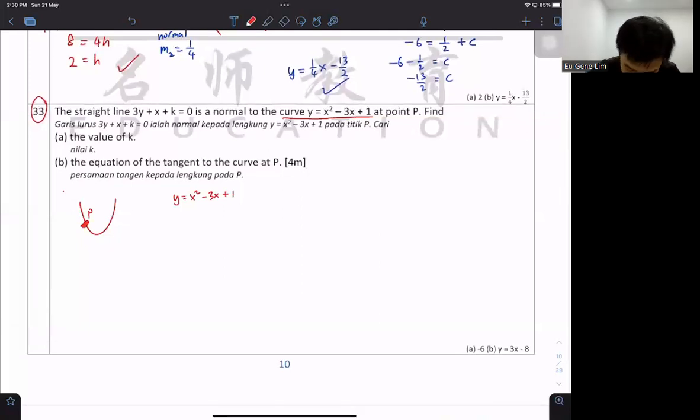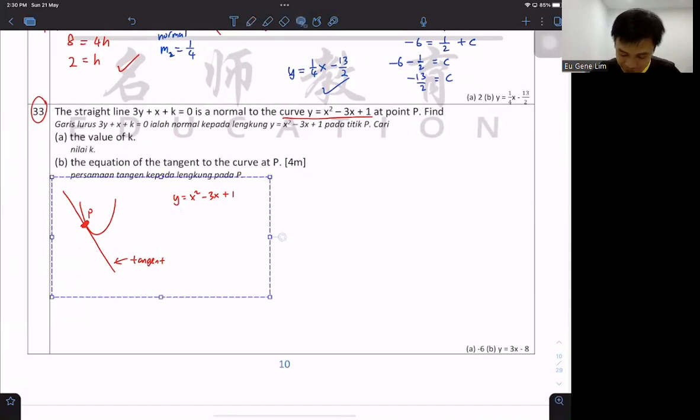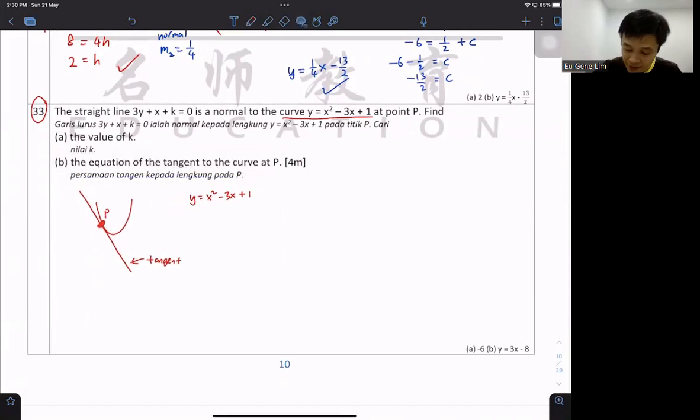Then you have a tangent. The tangent touches the curve at 1 point. Not enough space, I draw a bit here. Then there's a normal. The normal is 90 degrees to the tangent. So this is the normal.